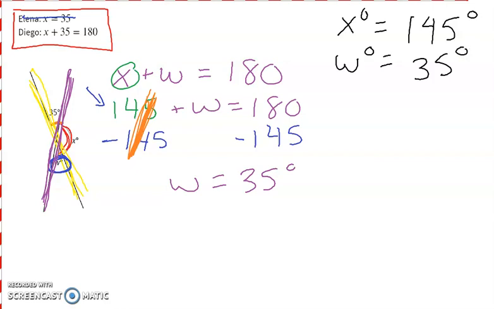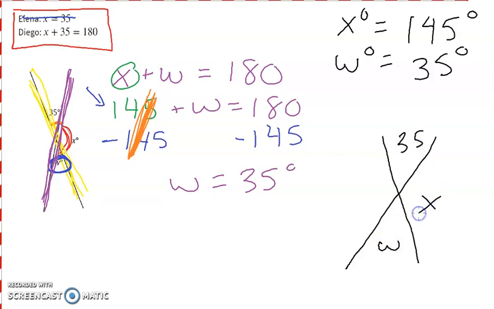Now, there was a second way to solve this, and it might be a little hard to see with all my colors now, so I'm actually going to redraw it. So, pardon my terrible lines. So that's 35, that is w, that is x. Okay, so another way you could have solved this rather quickly instead of doing the one-step equation is looking at this and noticing that 35 and w are vertical angles. That means this angle and this angle are identical. So that means w has to be equal to 35.